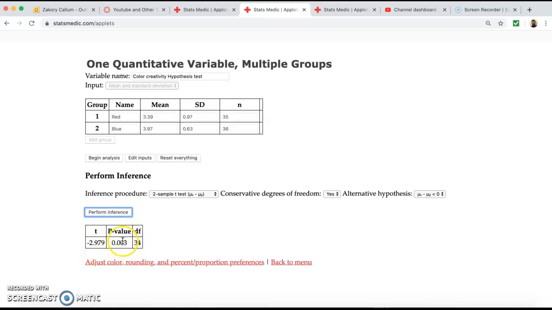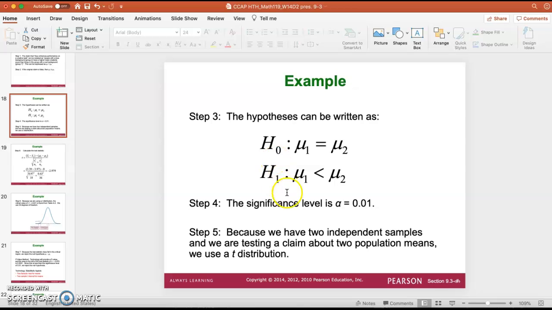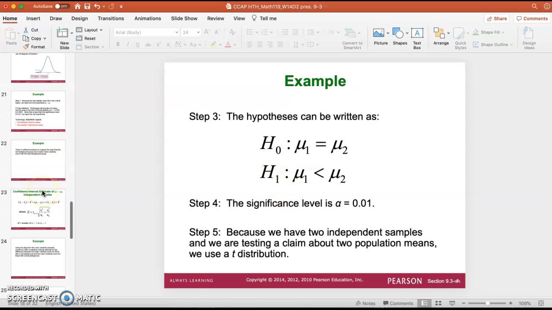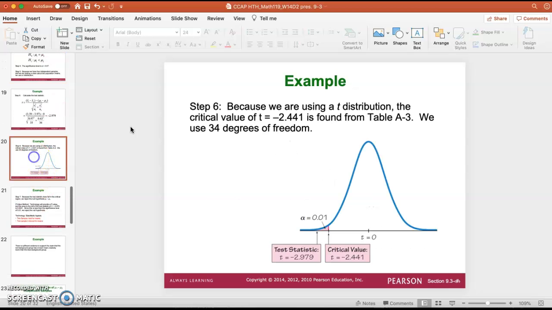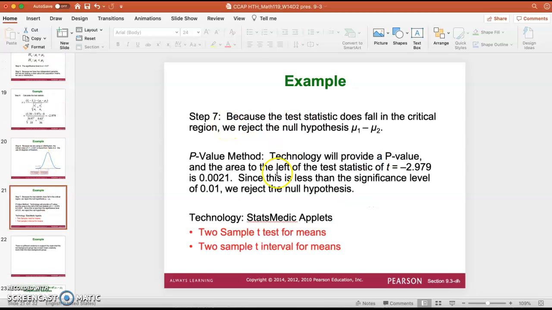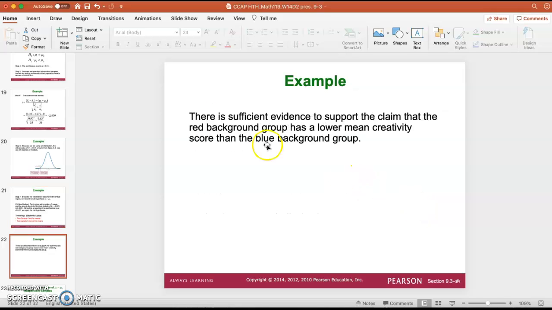And our p-value is about 0.003, which is also close to our p-value of 0.0021 as stated here, which those would be close enough that we could say they reach the same conclusion. So just concluding this one, there is sufficient evidence to support the claim that the red background group has a lower mean creativity score than the blue background group.